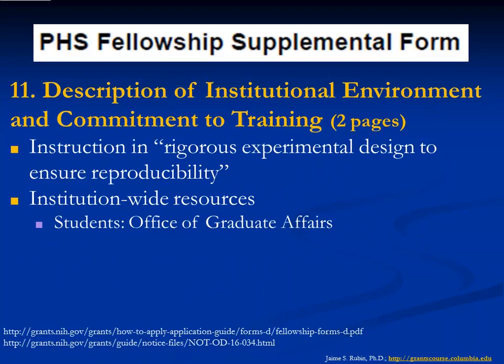A new requirement that's coming up is instruction in rigor and reproducibility. This, like responsible conduct of research, is now going to be a new requirement in the training of junior investigators at NIH-funded institutions. So what kind of resources, let's say, does your Office of Graduate Affairs or Student Affairs offer in support of graduate students?